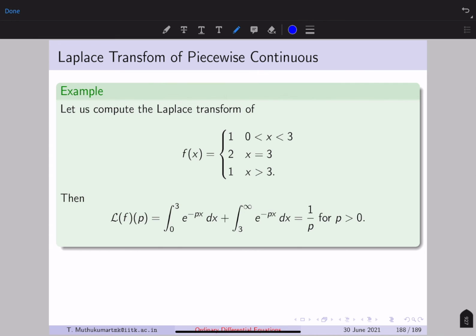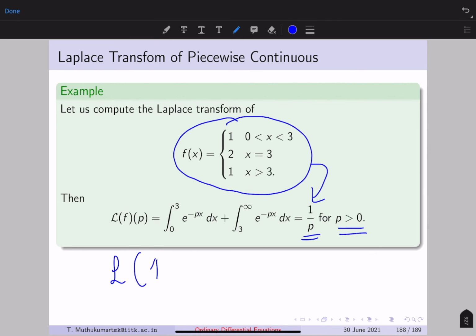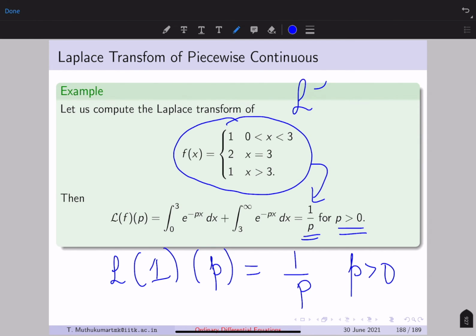put them together, what you get is 1 over p for p bigger than 0. If you do the integral of this, you can see that, right? It's basically the integral from 0 to infinity of e to the power minus px dx, which is 1 over p. So the Laplace transform of this function is 1 over p. Now please recall, what was the Laplace transform of the constant function 1? That was also 1 over p for p greater than 0.